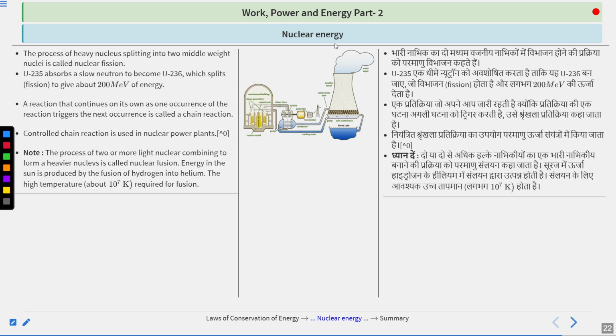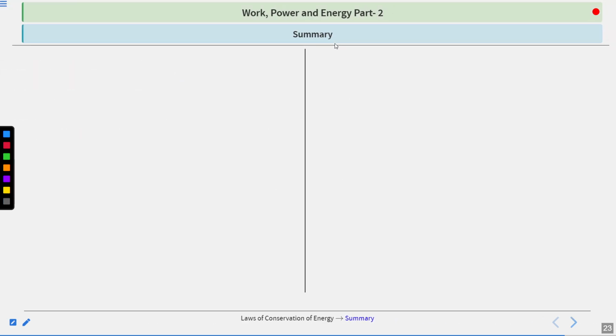There is a note. The process of two or more light nuclei combining to form a heavy nucleus is called nuclear fusion. Energy in the sun is produced by the fusion, not by the fission, of hydrogen into helium. A high temperature, about 10^7 Kelvin, is required for fusion.